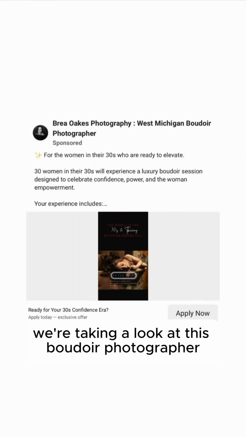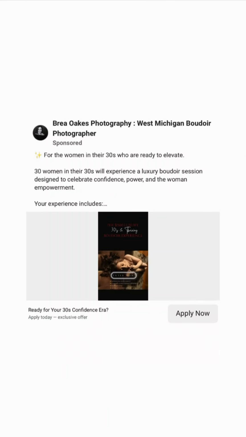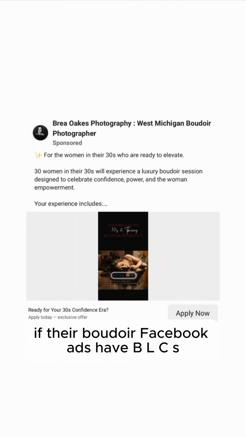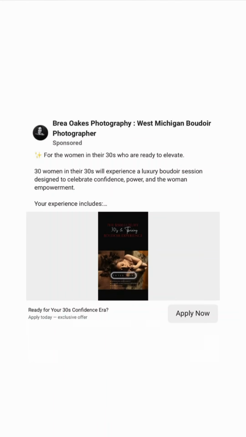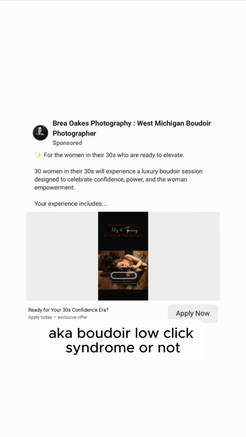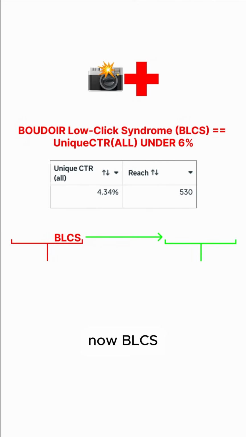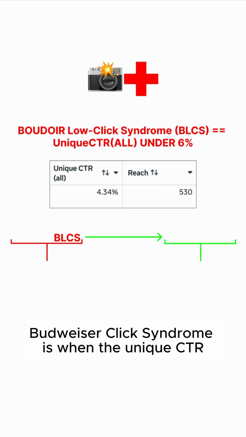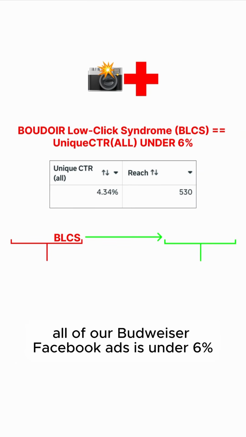All right, y'all, we're taking a look at this boudoir photographer, and we're going to diagnose if their boudoir Facebook ads have BLCS, aka boudoir low click syndrome, or not. Now, BLCS, boudoir low click syndrome, is when the unique CTR of all our boudoir Facebook ads is under 6%.